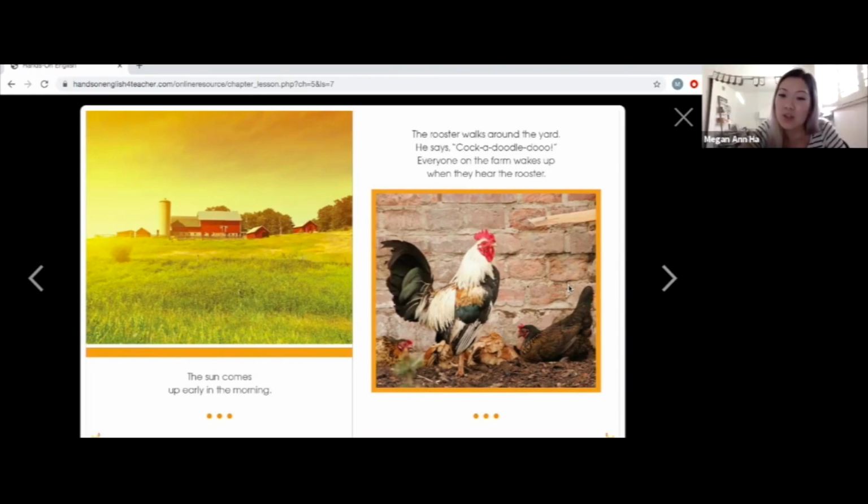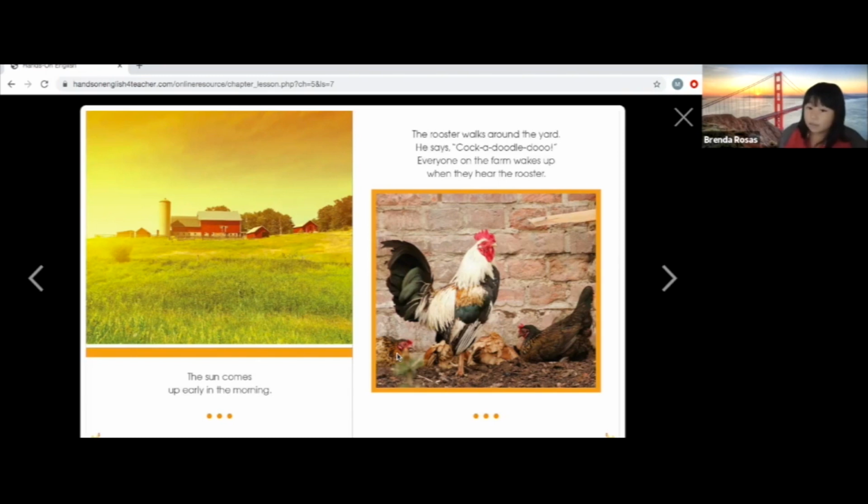Which one do you think is the rooster? Remember our vocabulary word rooster? The one that's standing up. That's right. And which one do you think are the hen? The hen is the ones that are sitting down. Yeah, because maybe they're laying eggs, right? Or just sitting down and taking a rest.